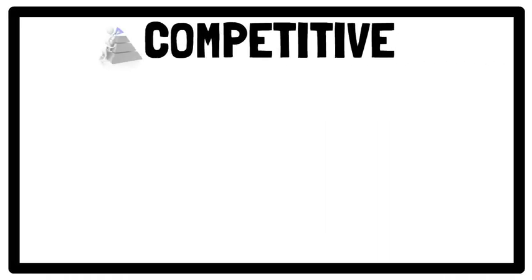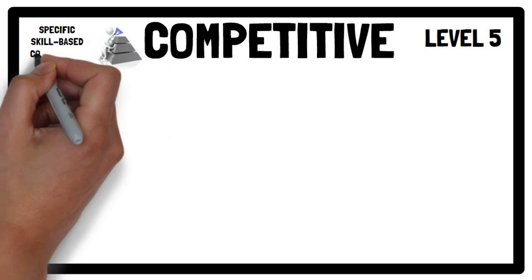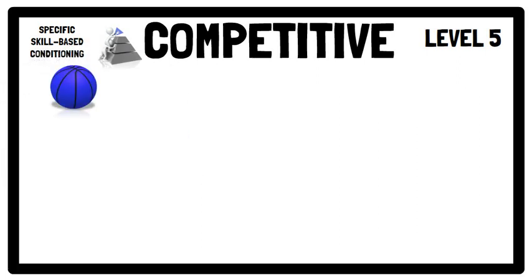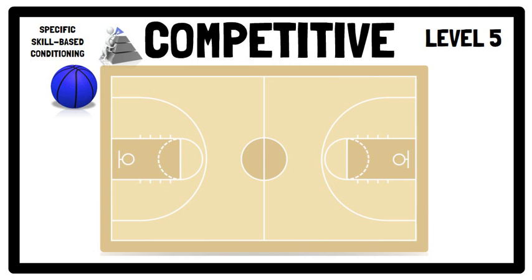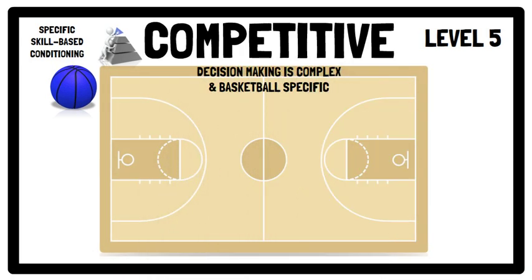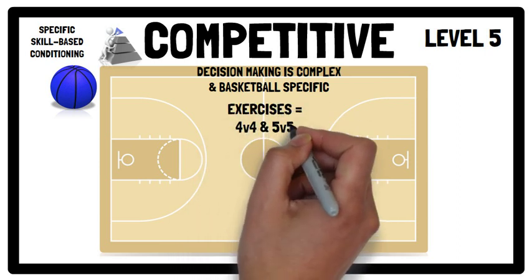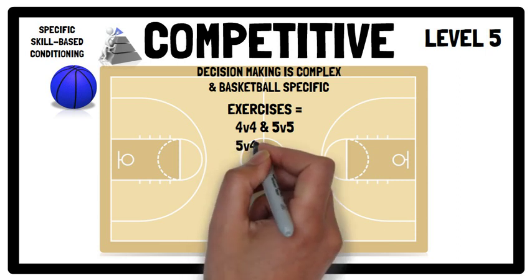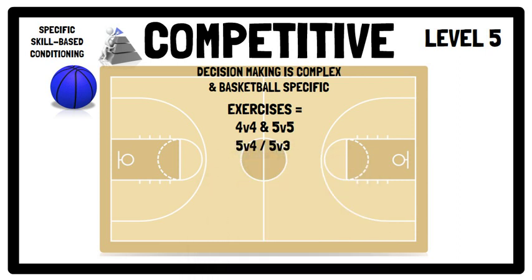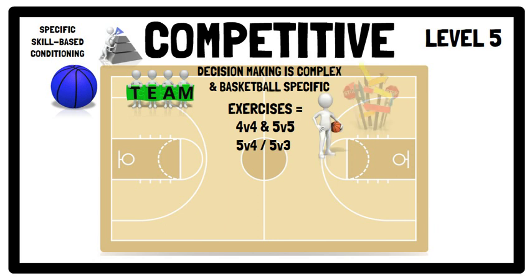And last but not least, the competitive orientation. This is level 5 and is the most specific skill-based conditioning, involving the most realistic cognitive and physical requirements. Here, decision-making is complex and basketball specific. Exercises are based on 4v4 and 5v5, or 5v4 or 5v3. Having more players involved in the small-sided games enhances team-specific decision-making skills.